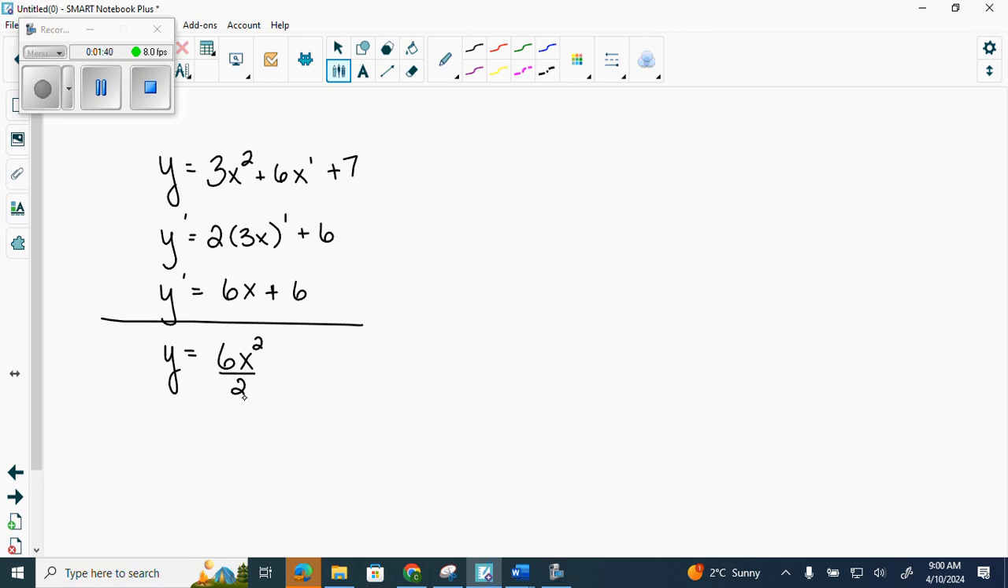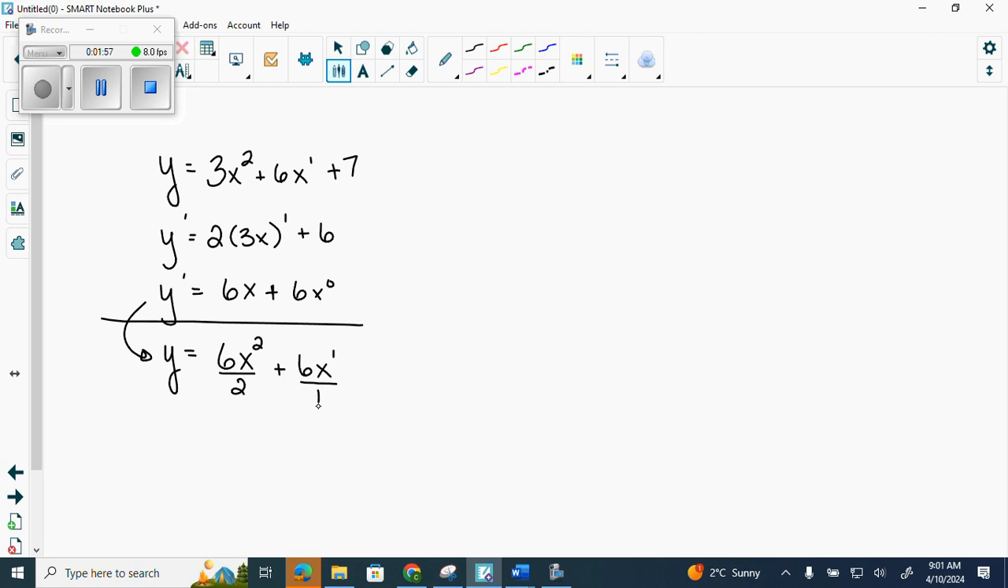Nope, we're working backwards. We're going from y prime to y. And then plus 6. Now it doesn't have an x, but if it did have an x, it would be x to the what? 0. X to the 0. So now it's going to be x to the 1, divide by 1.